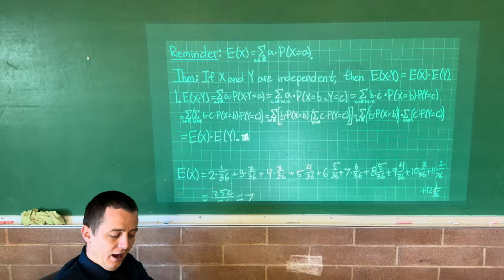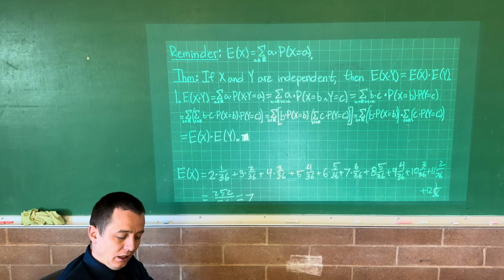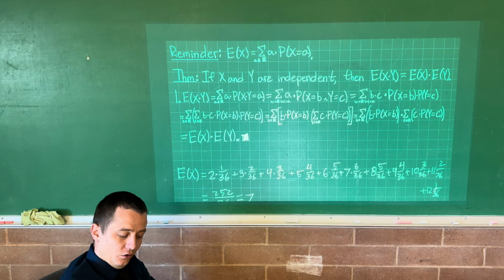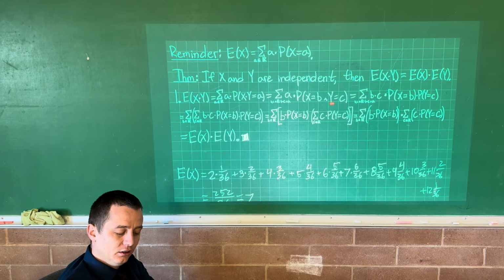Okay. Now, if a is just b times c, going from here to here, we're just going to rewrite the a as b times c. That's one step we did. Also, we use the fact now that x and y are independent. So the probability of x being b and y being c is the exact same thing as the product of the probabilities. So the probability of getting both is the same thing as the product of the probabilities. Right.